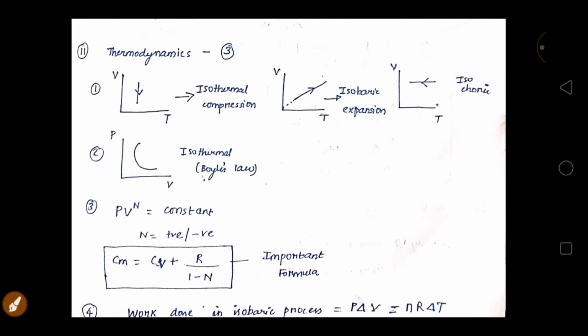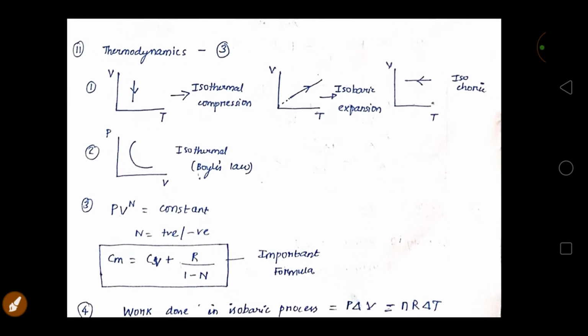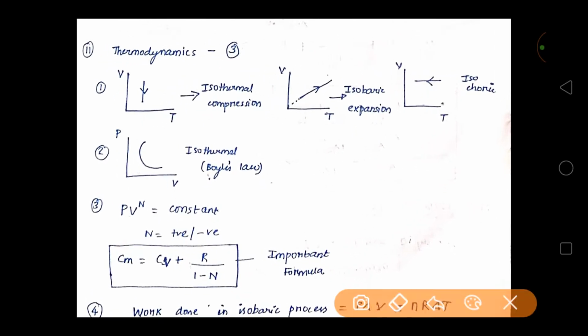Now thermodynamics, three concepts are there. So what is the graph? Volume, temperature. So what is constant? Volume is decreasing. What is constant? Temperature is constant. So volume decreasing means compression. It's isothermal compression.